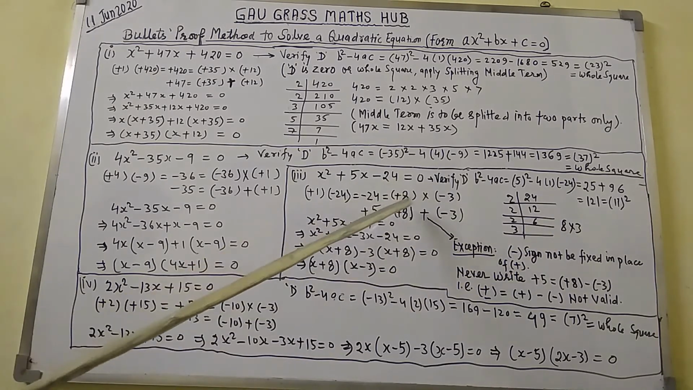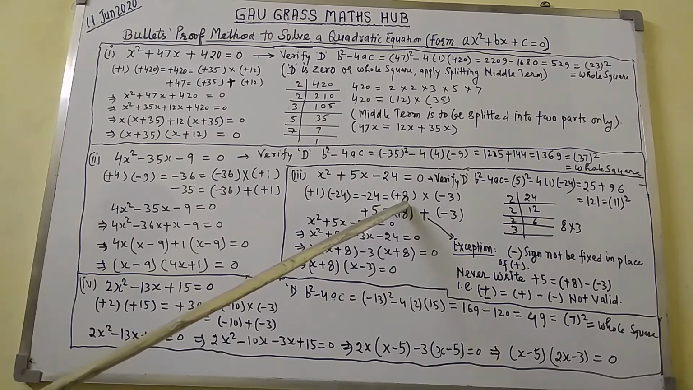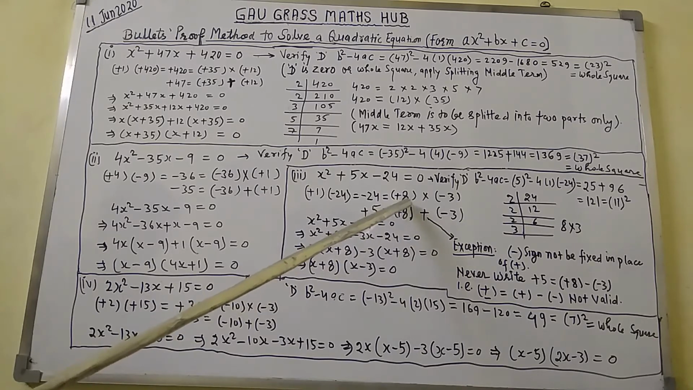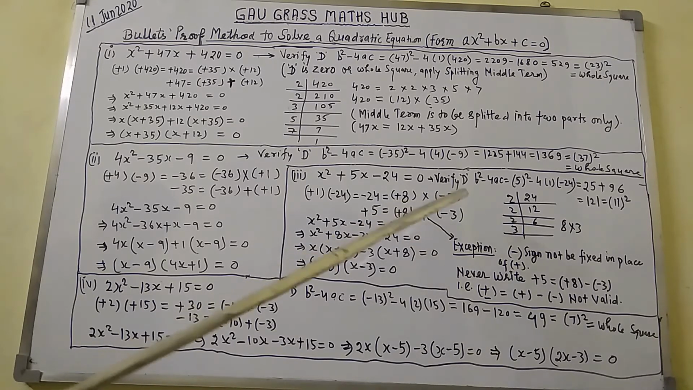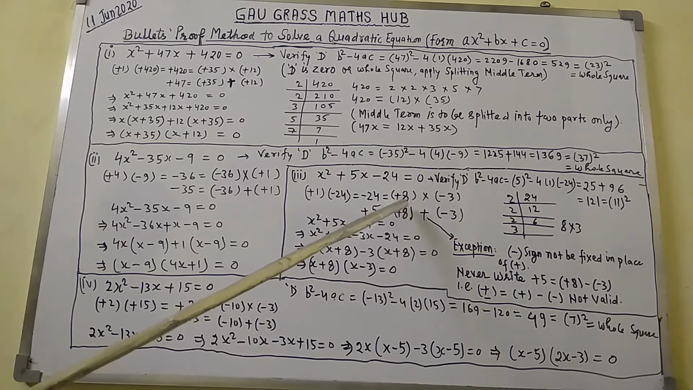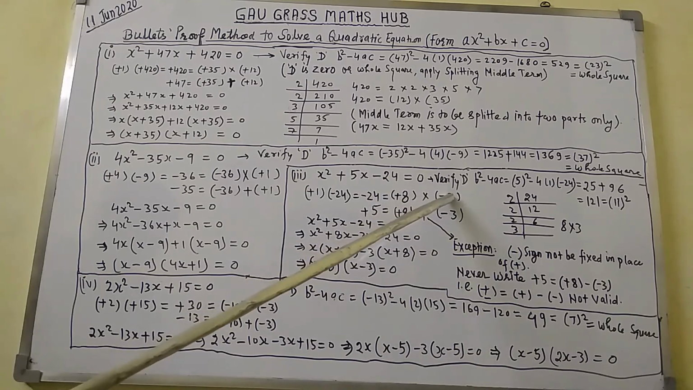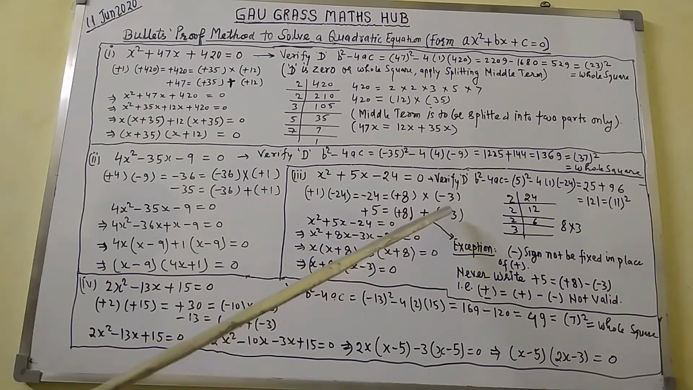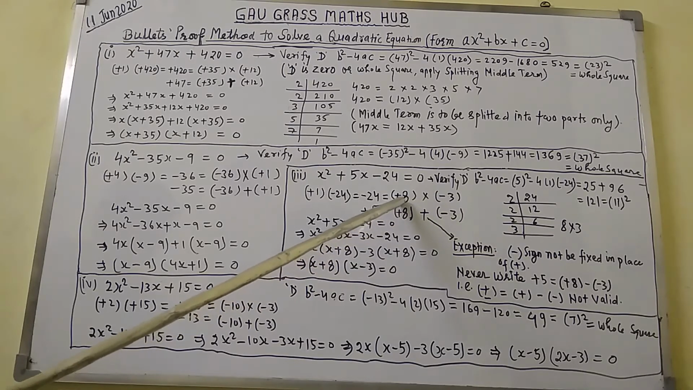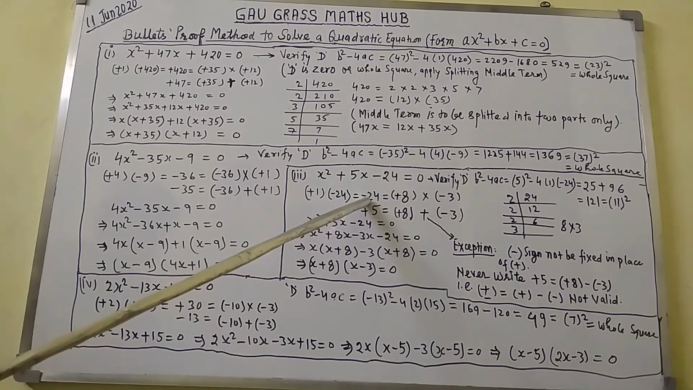Here I have taken the same digit with sign. Here plus 8 is there, here plus 8 will be there. Here minus 3 is there, here minus 3 will be there. Here the multiplication sign is fixed here. If you multiply plus 8 to minus 3, that comes out to minus 24.